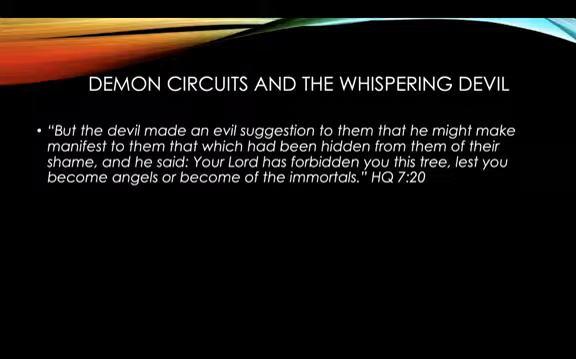Okay. So the devil made an evil suggestion. The evil suggestion is the demon circuit, that he might manifest to them that which had been hidden from them of their shame. What's the hidden part? The hidden part is the engram, but when you can find the demon circuit, you can find the verbal command that brings you to the individual, and then that will bring you to the engram, that which is hidden. Does that make sense?